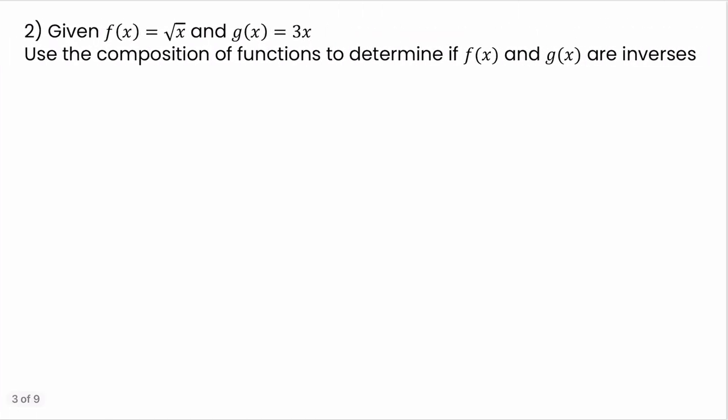All right. So now it says, given f of x equals the square root of x and g of x equals 3x, use the composition of functions to determine if f of x and g of x are inverses. So first, remember the composition to tell us whether something is an inverse means that f of g of x equals x and g of f of x equals x. So we need to check both parts to make sure that these are inverses or not.